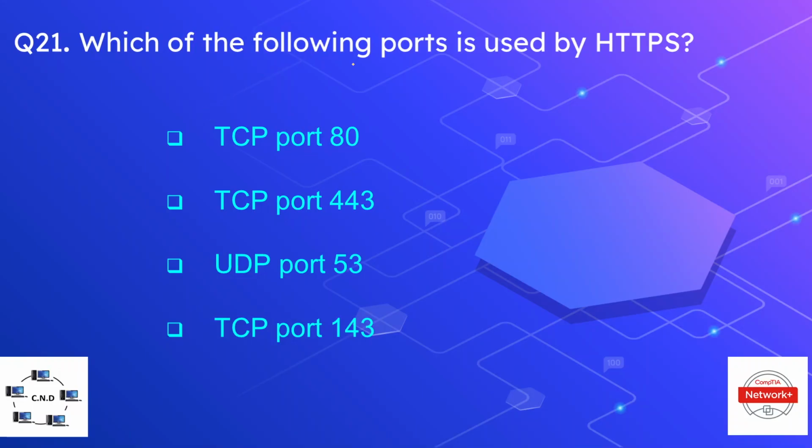Question number 21 is that which of the following ports is used by HTTPS? And the options are, we already studied this, TCP port 80, TCP port 443, UDP port 53, or TCP port 143. And the correct option is TCP port 443. While port 80 is used for the unsecure version, that is HTTP.